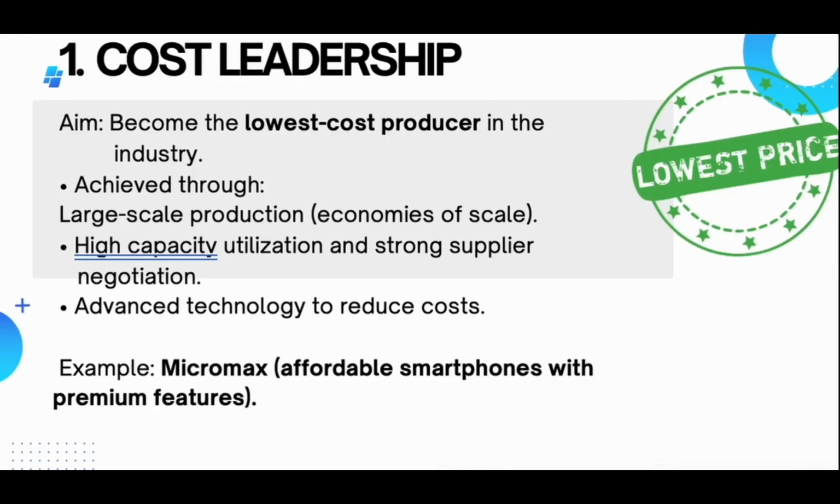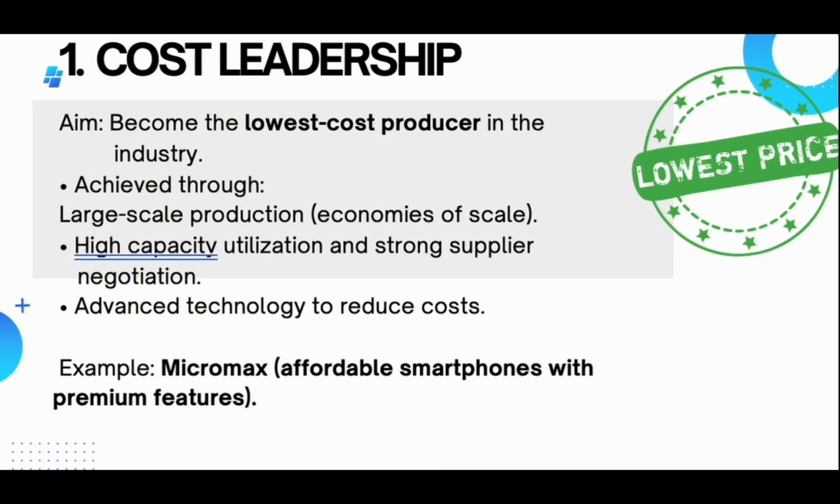When we say cost leadership, the aim is to become the lowest cost producer in the industry. It is achieved through large-scale production and economies of scale. When we say economies of scale, this refers to the cost advantages that a business can achieve as it increases production. As the output grows, the cost per unit of production decreases. This leads to higher efficiency and profitability.